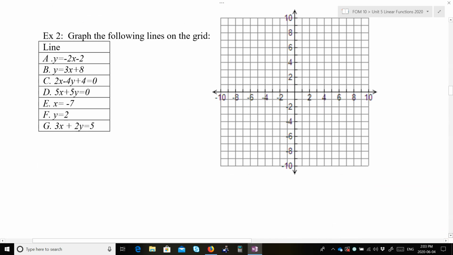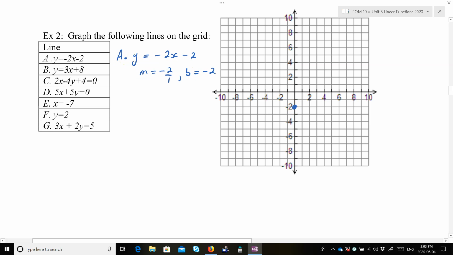All right, in example 2, they want us to graph the following lines on the grid. In A, y is by itself. We have y equals mx plus b. So the m, the slope, is -2, which is sitting over a secret 1. And b, the y-intercept, is -2.